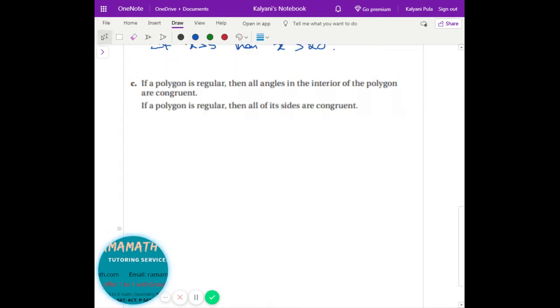Arjun, read this one. If a polygon is regular, then all angles in the interior of the polygon are congruent. If a polygon is regular, then all the sides are congruent. I like that. So I can see that's how you use this. If a polygon is regular, then all the angles in the interior are congruent. Looks good.